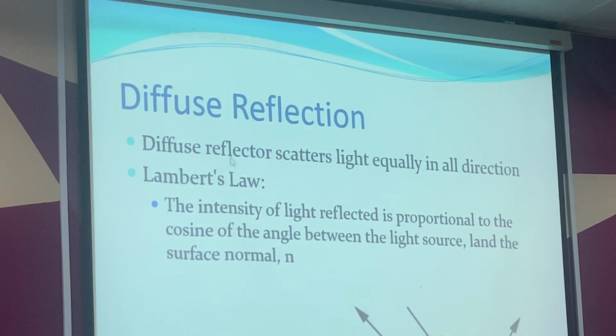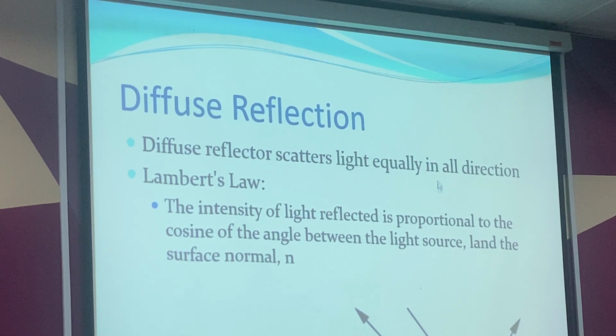Diffuse reflectors will scatter the light source equally in all directions. Your reflection for diffuse will be in all directions, compared to specular. The difference between diffuse and ambient is that diffuse has a directional light source coming from one direction, while your ambient light comes from all directions. So in Lambert's law, it is mentioned this.